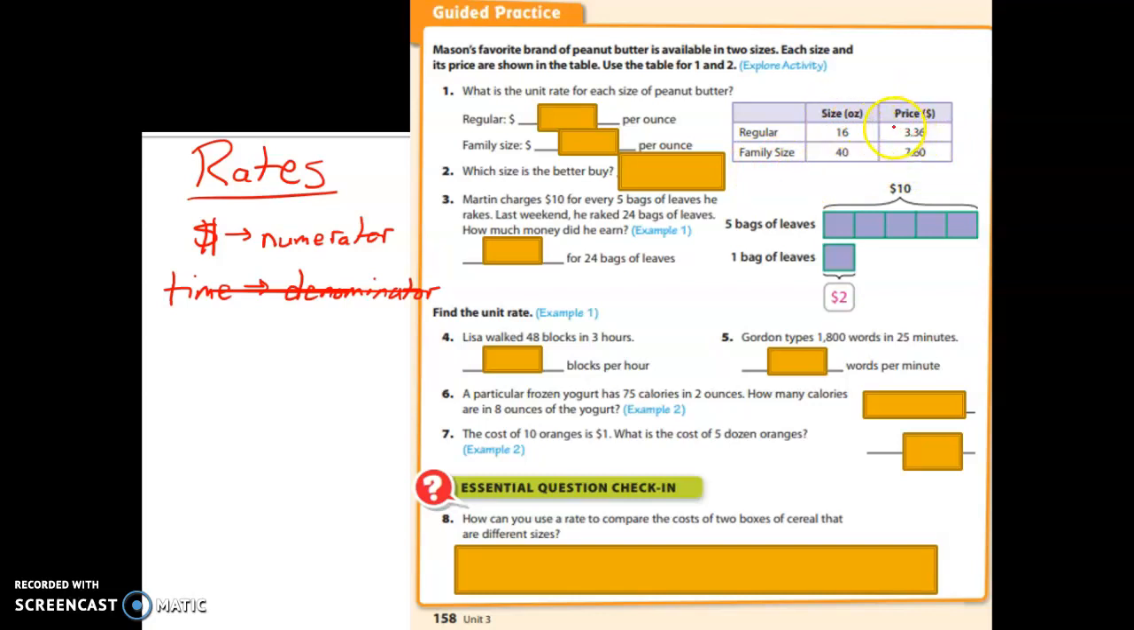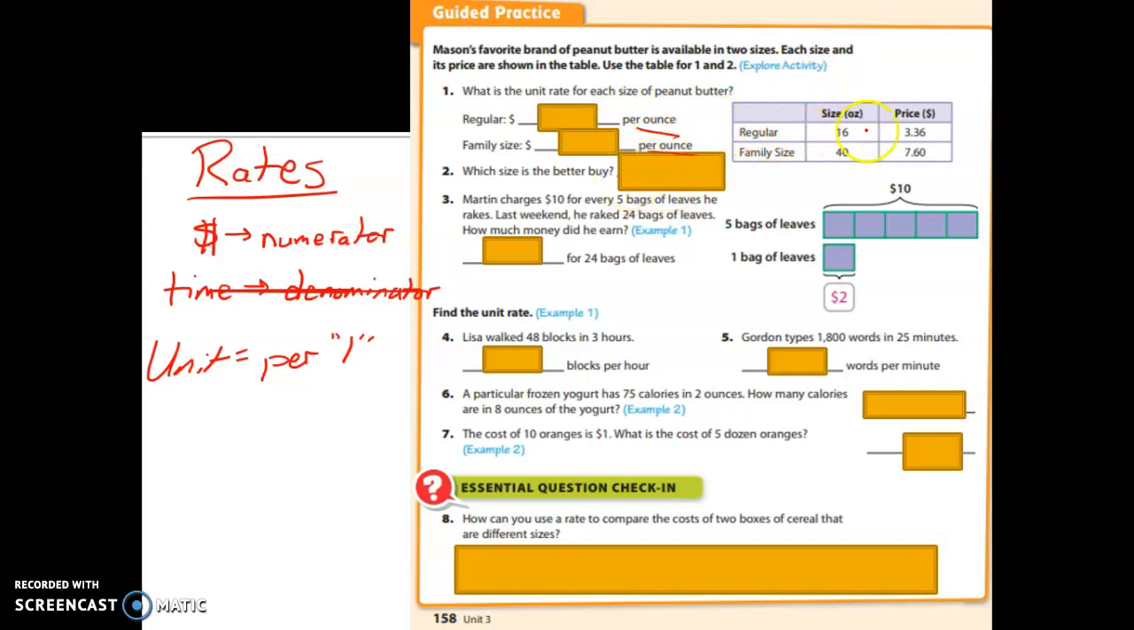So this is where understanding of rates, and especially unit rates, right? Unit means per one. Okay, and you should have that in your notes from the other day. So let's take a look at this one. So if we're trying to find for the regular, right? Remember back here I said money is always going to be our numerator, and if we're dealing with any time, that's going to be our denominator. In this case, we have some money, don't we? We have a price of $3.36, and we have ounces, 16 ounces. So the only way to compare these two really is to compare, well, how much are they charging us per 1 ounce for these? And that'll tell us which is the better deal.